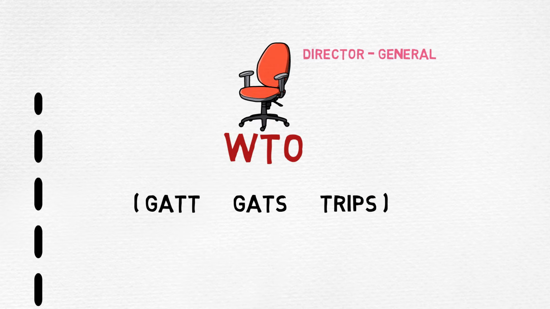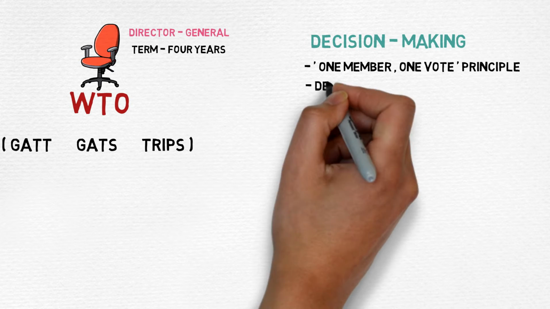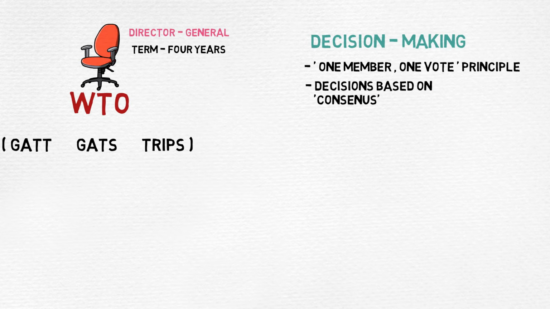WTO is headed by Director General whose term is of 4 years. The decision making in WTO is based on one member, one vote principle. Now in other such organizations like World Bank and IMF, the vote is weighted based on how much the members contribute financially. But WTO is more democratic in this sense, and each member gets equal vote. All the decisions in WTO are made based on consensus. Due to this, even the smaller, lower income countries get to voice their opinions.